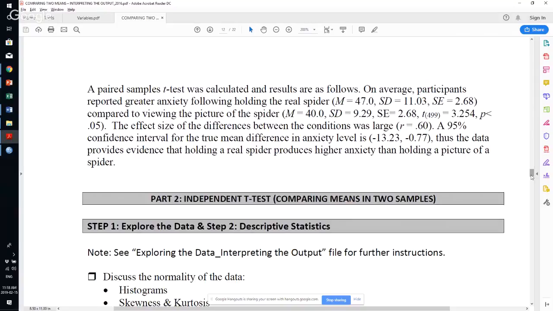Then I write it up. I say a paired t-test was done. On average, participants reported greater anxiety when they held the spider compared to viewing the spider. Of course, I'm giving them means for each so that they can understand that. Sorry, I have a mistake there. That should be an 11, not 499. I don't have a good pointer. Right there? Oh. That should be 11, not 400.